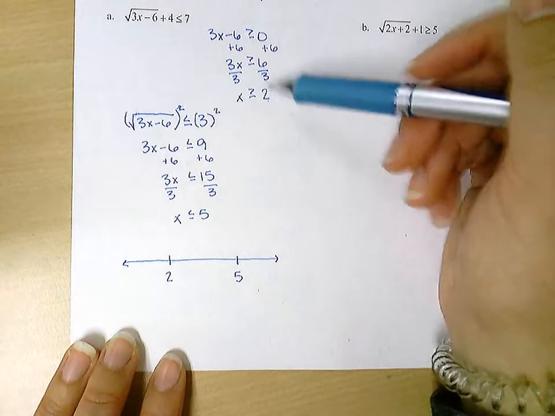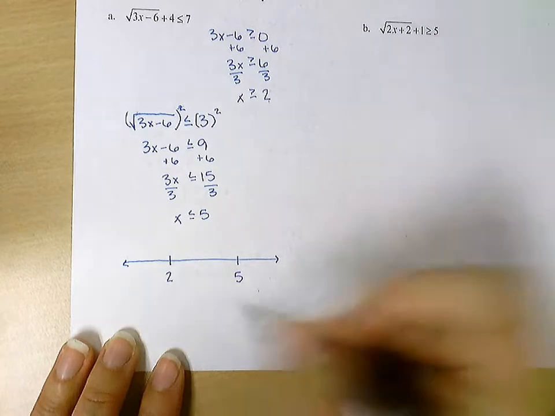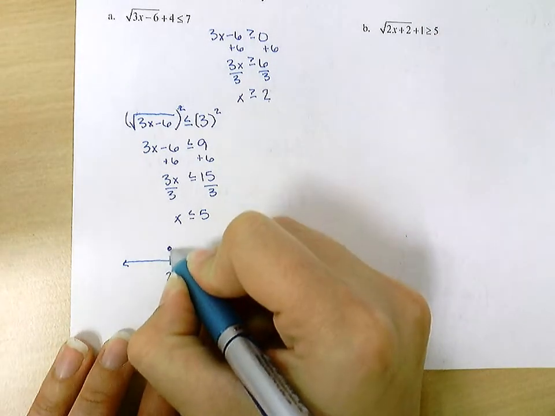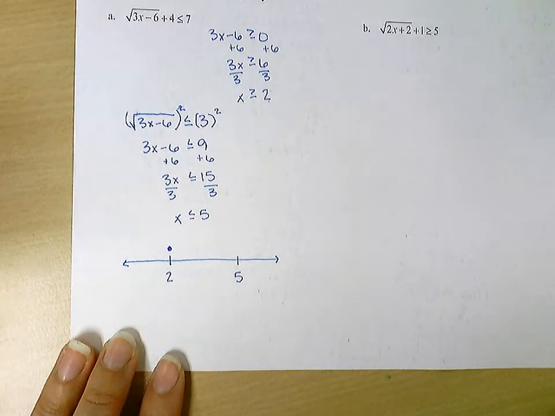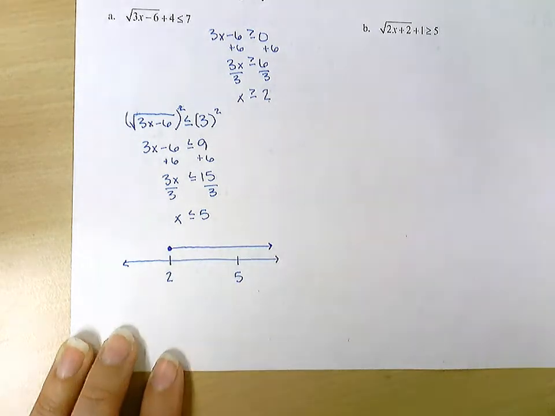Now with the 2, my x values have to be greater than or equal to that 2. So if it's greater than or equal to, that's a closed circle. And which direction should my arrow go if they have to be greater? To the right. All I gotta worry about is arrows.